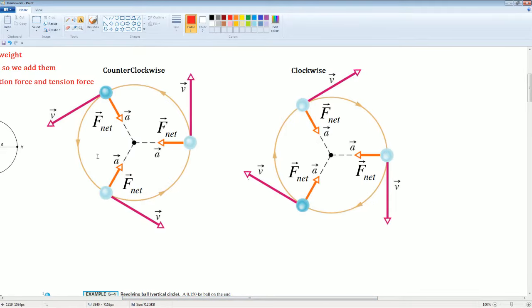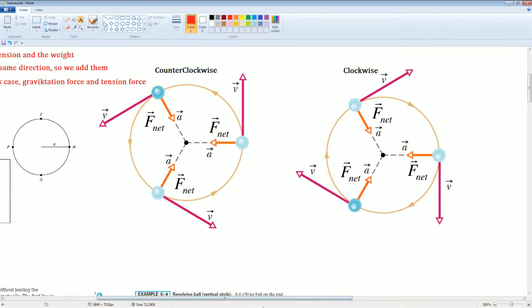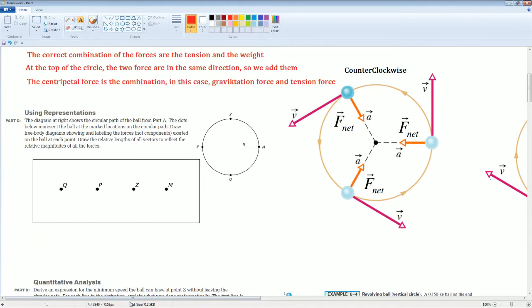This is how it looks clockwise and counterclockwise. You see the velocity is all tangent. The acceleration is pointing towards the center. So F net, or the centripetal force, is going inwards. Here, same thing, but clockwise. And this is uniform motion too. All right, so let's draw it here.